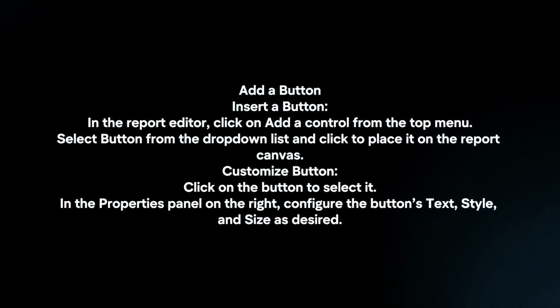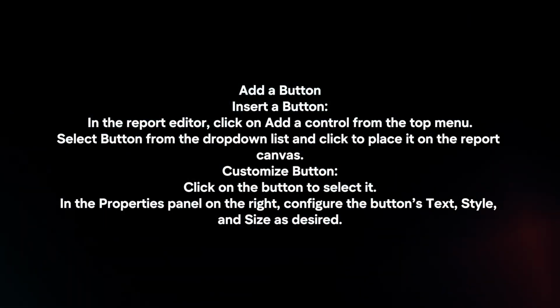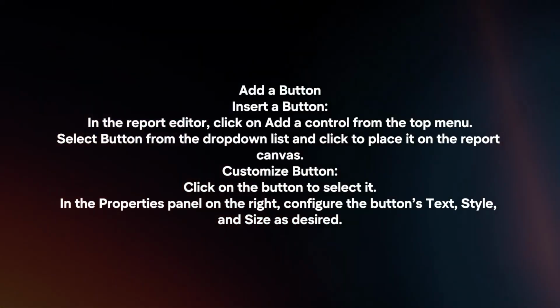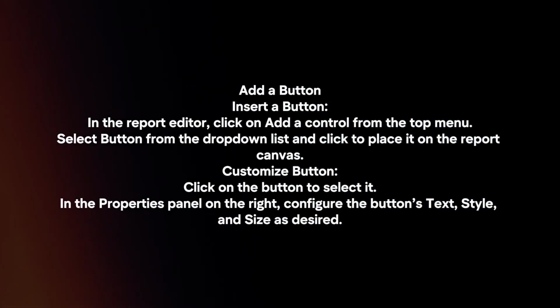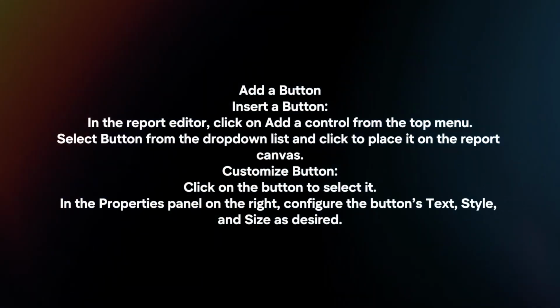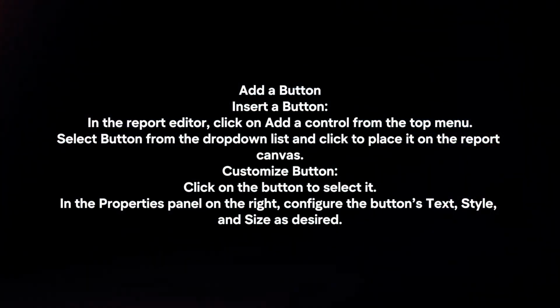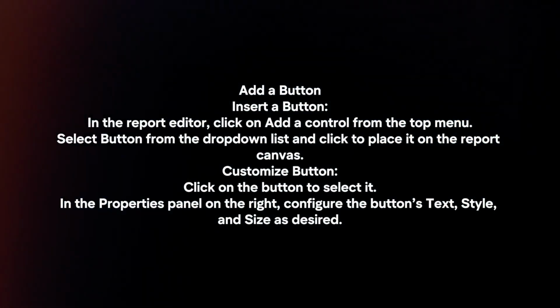In the report editor, click on Add a control from the top menu. Select button from the drop-down list and click to place it on the report canvas. Customize the button. Click on the button to select it. In the Properties panel on the right, configure the button's text, style, and size as desired.